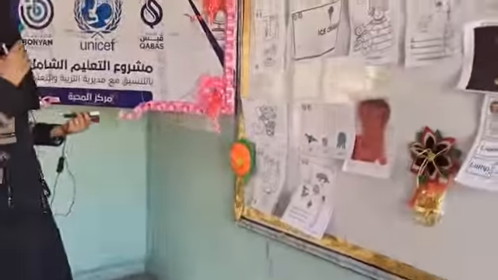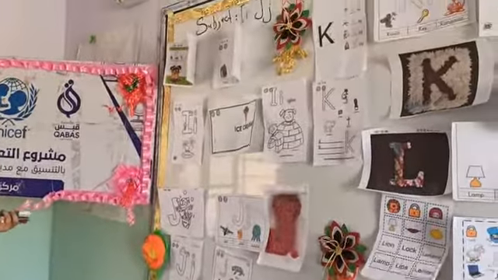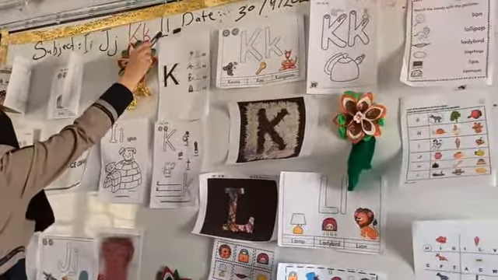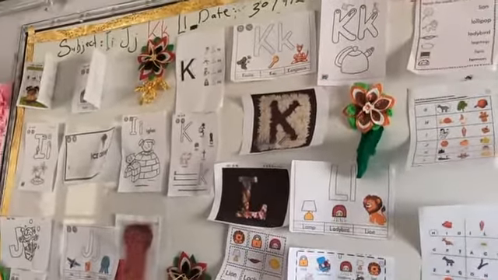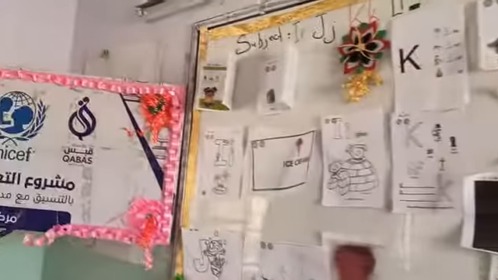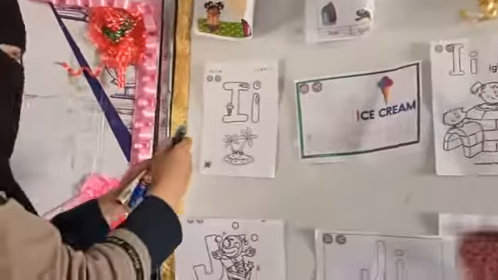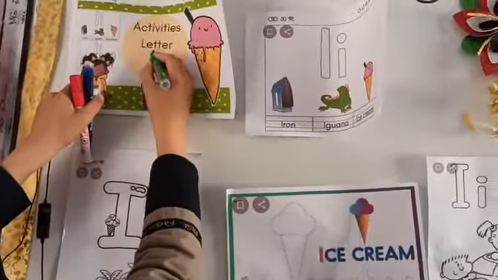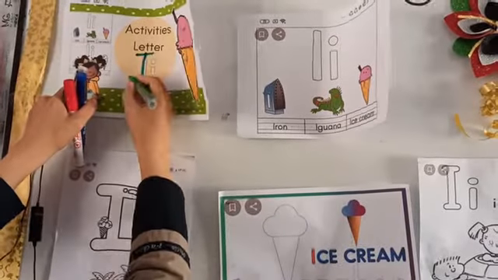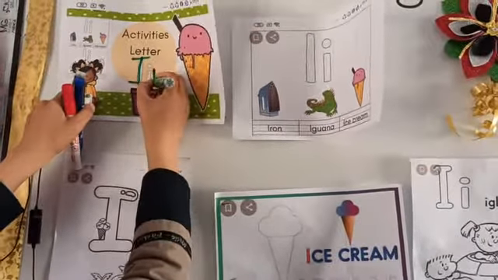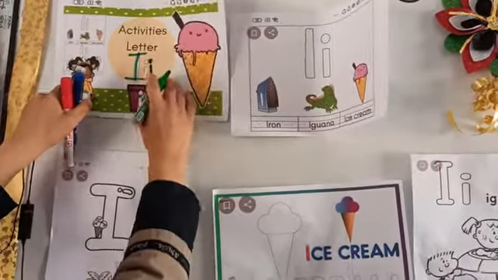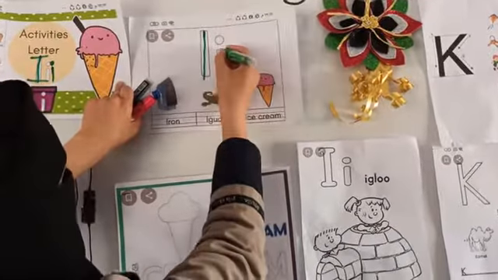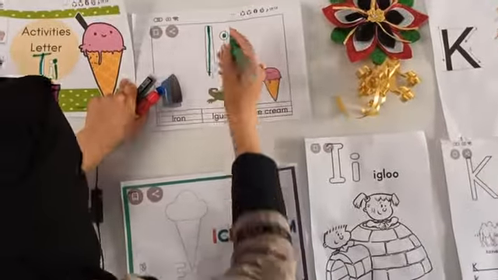Today we will talk about four letters: I, J, K, L, in uppercase and in lowercase form. First, I will talk about I. Uppercase I, and this is lowercase i. Uppercase I and lowercase i.